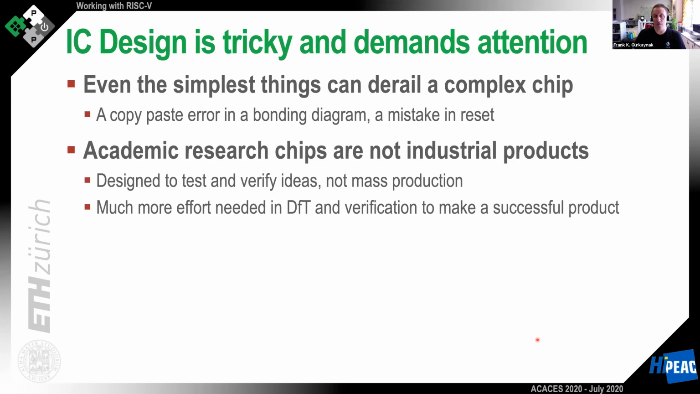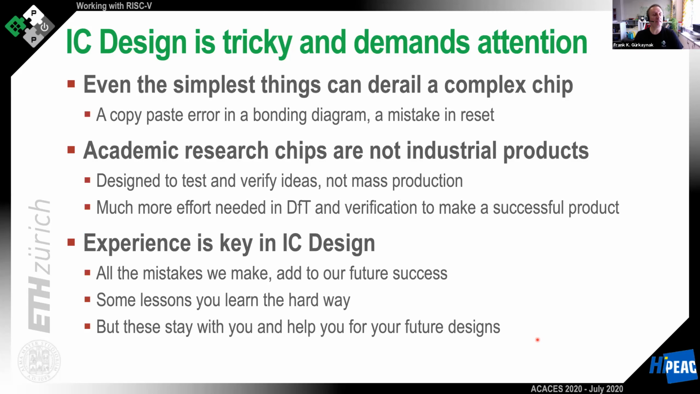Academic research chips are not industrial products. They are designed to test and verify ideas. They are not for mass production, so none of our chips are meant for being produced. You would need much more effort in DFT and verification to make a successful product. And this is where the additions of groups like Chips Alliance, Open Hardware Group, and lowRISC come into play, because they have this experience and they are adding these things on top of what we already have, so that our good work is getting better and is more useful for the rest of the world.